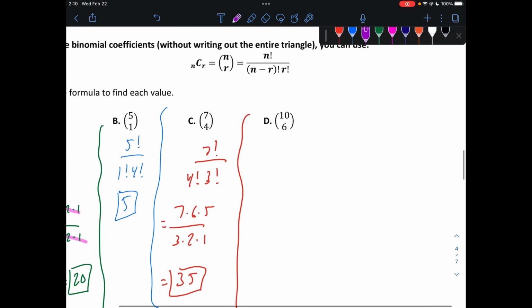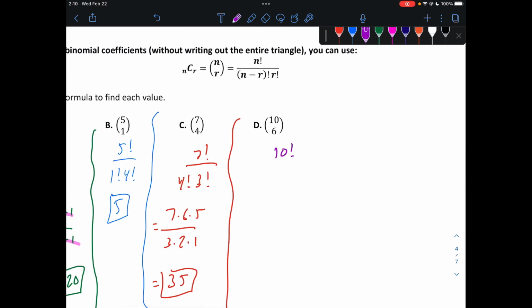And finally, 10 choose 6. So 10 factorial over 6 factorial, 4 factorial. And remember, those two can be switched there. So it's going to be 10 times 9 times 8 times 7. The rest cancels out with the 6 factorial, over 4 times 3 times 2 times 1. So 10 times 9 times 8 times 7 divided by 24. We get 210.